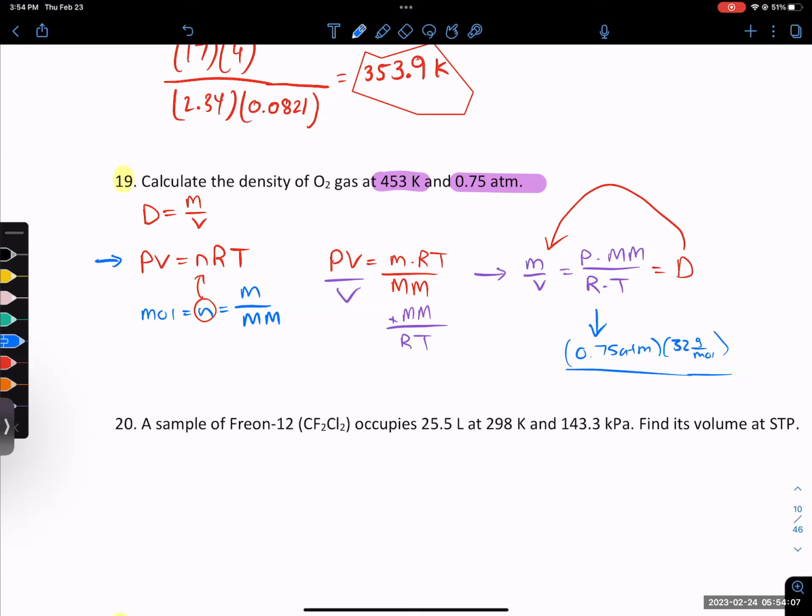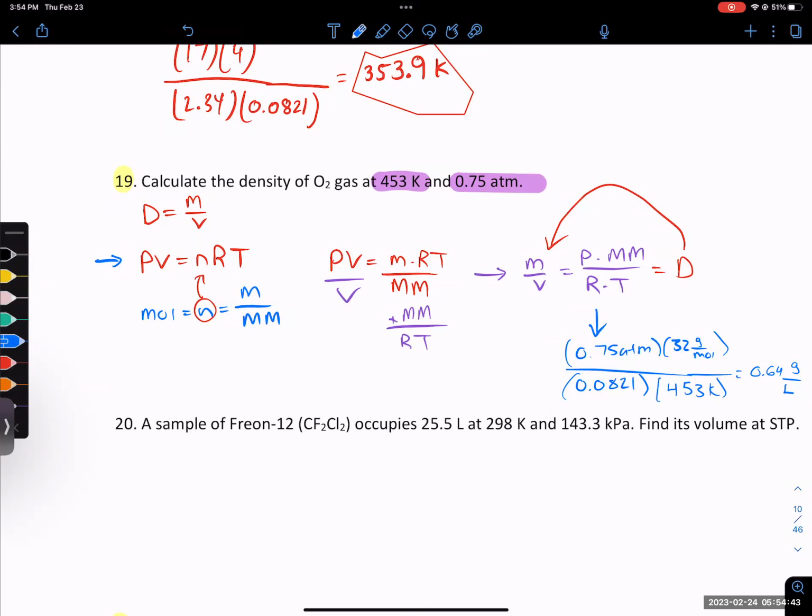R, what is R? 0.0821. I don't care about writing all the units. It's liters atmospheres over mole Kelvin. Okay. I'm not going to write it. Temperature is 453 Kelvin. Plugging this in, you should get that oxygen has a density of 19.64 grams per liter at that temperature. Okay, and that pressure specifically.